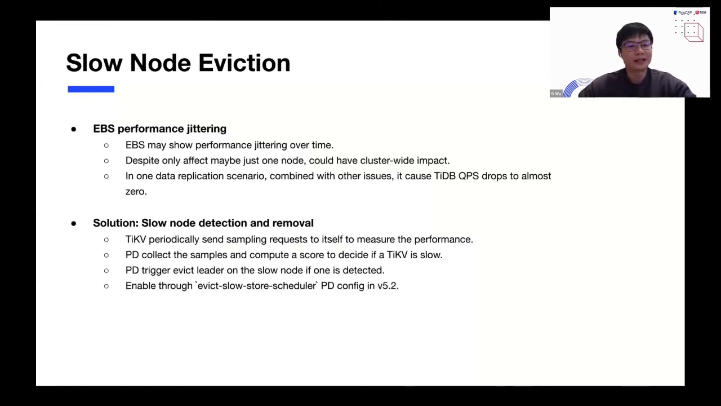To mitigate this issue, we introduced a mechanism called slow node eviction. The idea is that TiKV will periodically send itself a sample request to measure its own performance and report the result to PD. PD will collect those samples and compute a score to decide if a TiKV node has become slow. If that's the case, then PD will trigger an evict leader scheduler on the slow node to basically remove it from the cluster.